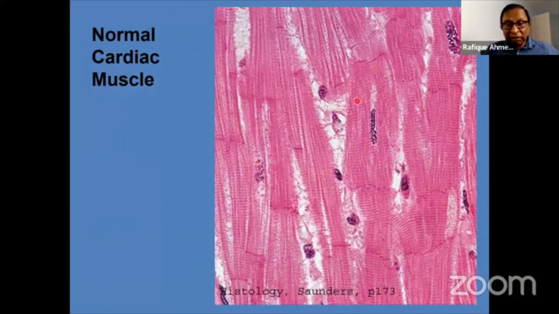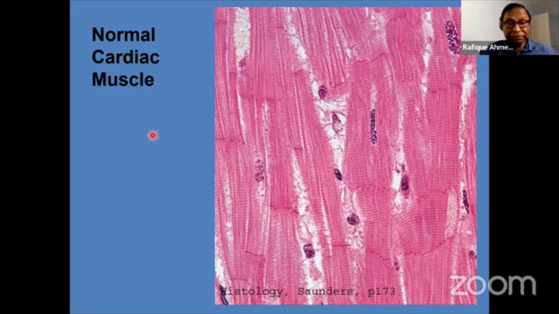These are the connections between the two cells, and they are called intercalated discs. When I studied anatomy, I did not think much about it. But as time passes, we are finding out more and more about these structures and the pathophysiology and the role they play in different disease processes.